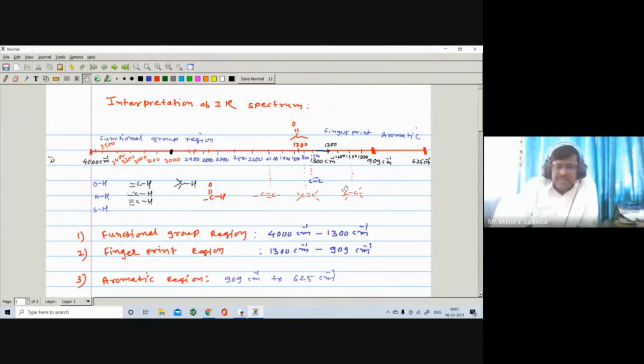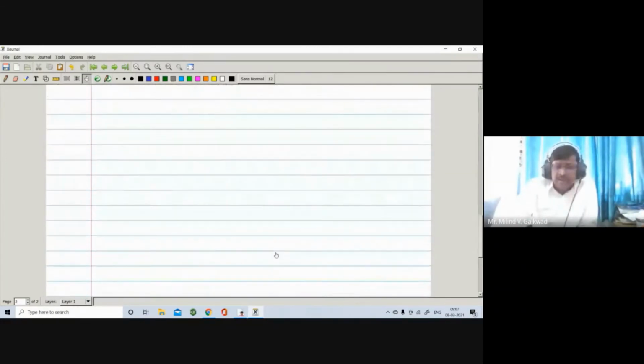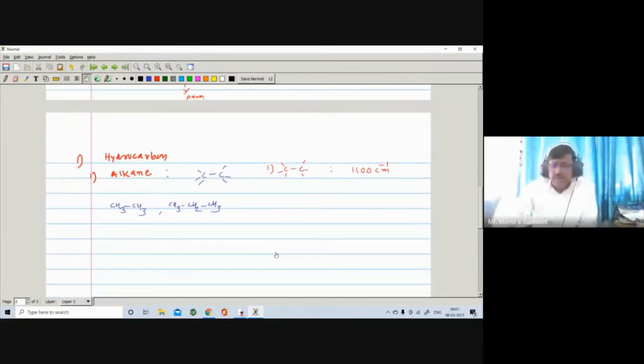At the same time, the CH stretching of alkane will appear between 2900 to 3000, means in between 2900 to 3000. It is due to CH stretching, maybe symmetrical or unsymmetrical. So in this range, you have this particular band. So for alkane, you have two important bands. One is due to the carbon-carbon single bond, and the other is due to CH stretching.